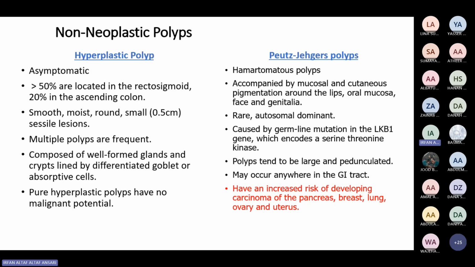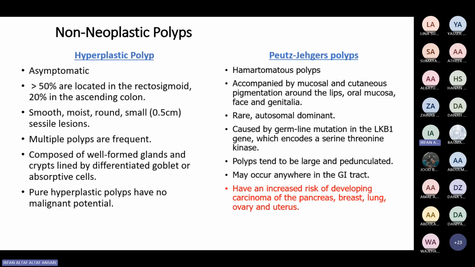It is associated with a syndrome. So you might see pigmented lesions around the mouth, oral mucosa, face, or around the genitalia. It is rare and it has an autosomal dominant type of inheritance. It is caused by a germline mutation in the LKB1 gene, which encodes a serine threonine kinase. So it is a germline mutation, autosomal dominant, not recessive.